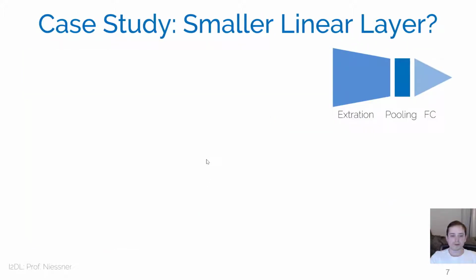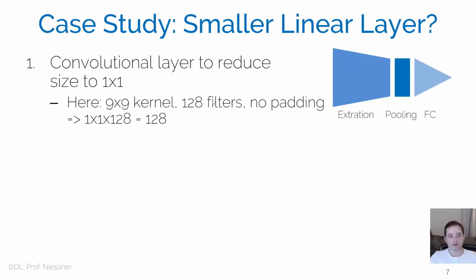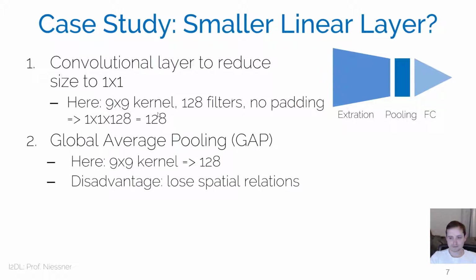All right, so how can we make a smaller linear layer and have fewer parameters there? One way is, instead of having 9 by 9, you can go down all the way to 1 by 1 even in the spatial dimensions and have, for example, 128 channels. One way to do this would be to take a convolutional layer with a 9 by 9 kernel. A more standard way would be to do maybe a few convolutions, not one 9 by 9 one. But this is one way that it could work.